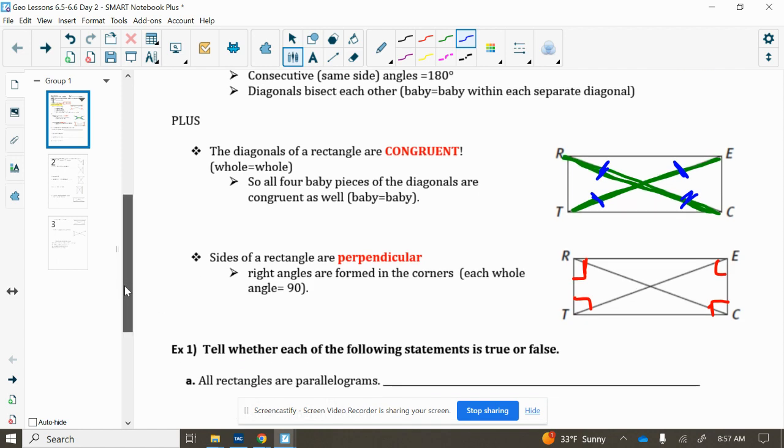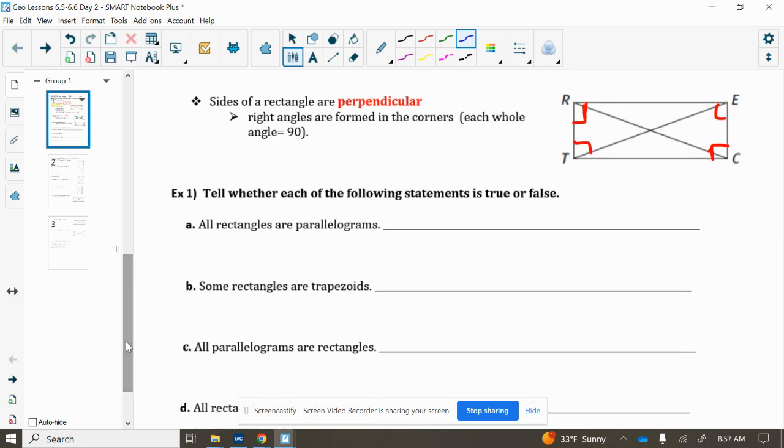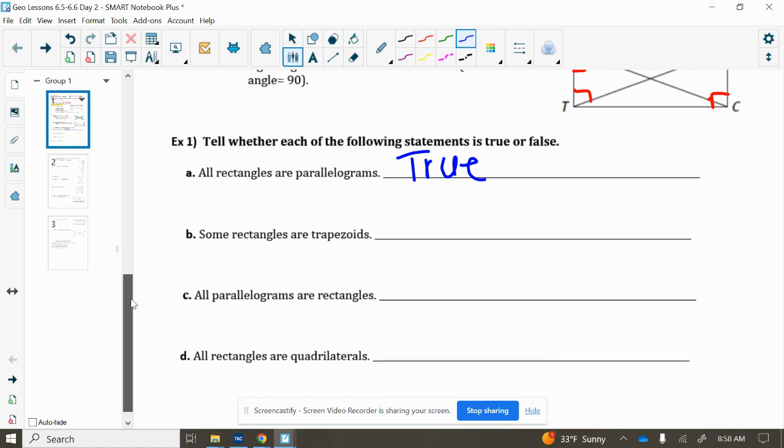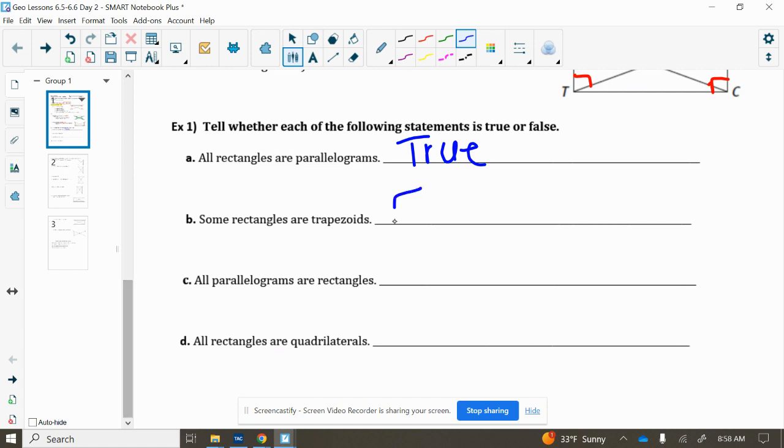So kicking things off with our example problems, we have some true and false. Are all rectangles parallelograms? Yes, they are. That is a true statement because, again, rectangles are parallelograms, just specifically with 4 right angles. Are some rectangles trapezoids? That is false, right? Trapezoids only have 1 pair of parallel sides, and rectangles, like a parallelogram, have 2 pairs.